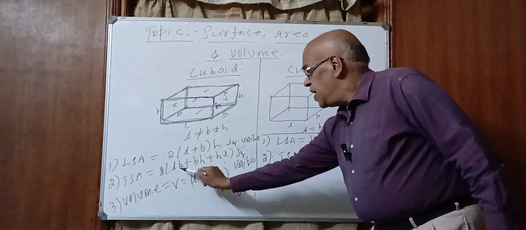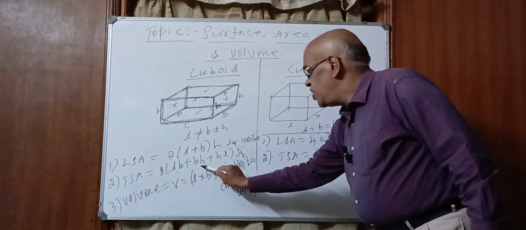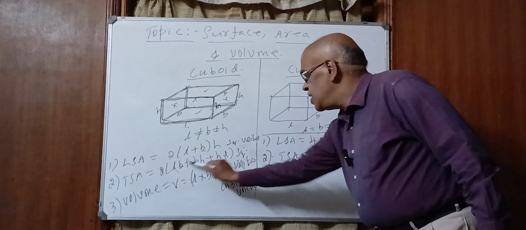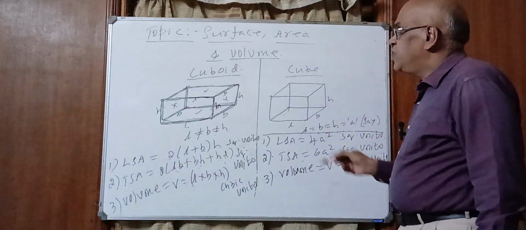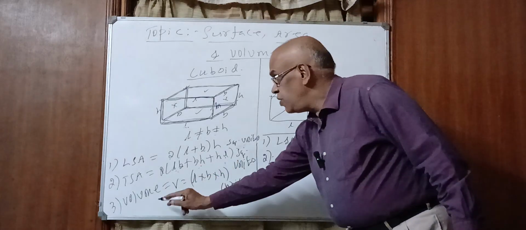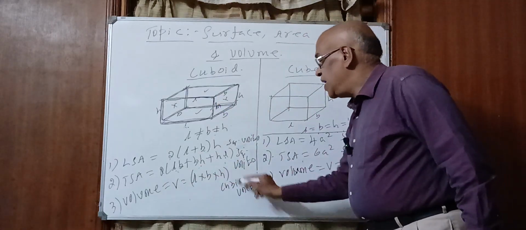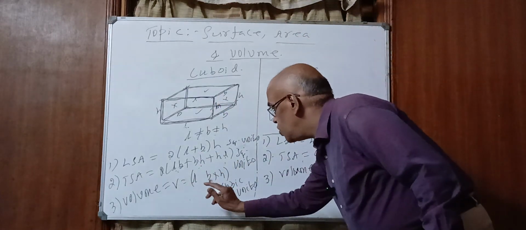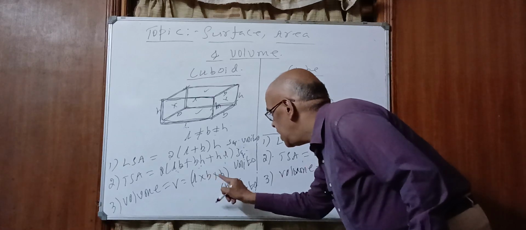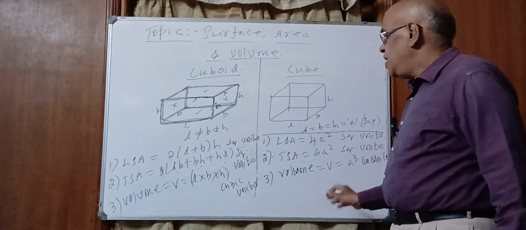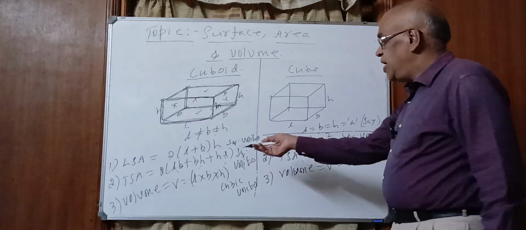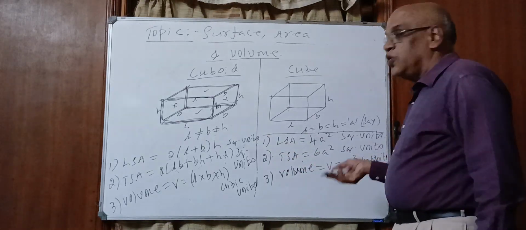Come here, A into A square, A into A square, A into A square, 3A square into 2, 6A square units is the TSA of the cube. What is the volume of the cuboid? L into B into H, cubic units. Here all are equal, so A into A into A, A cube, cubic units.